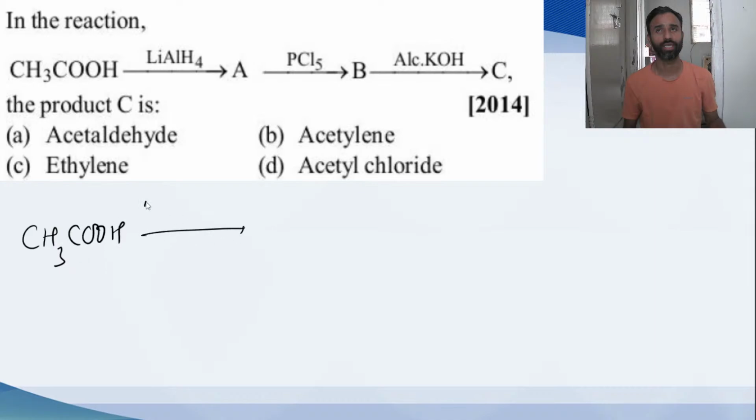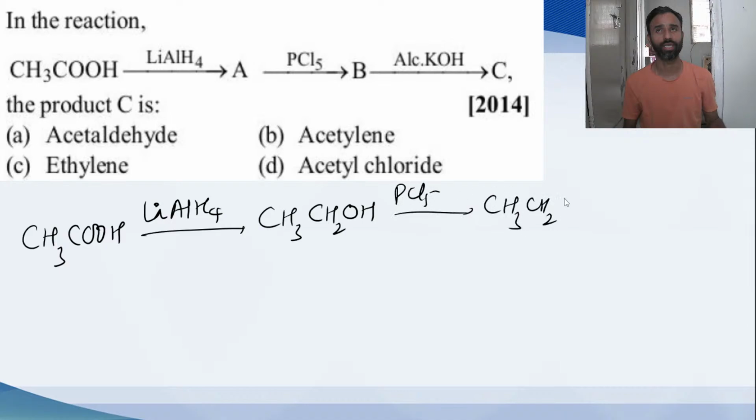CH3COOH. With lithium aluminum hydride, what would happen? Lithium aluminum hydride reduces carboxylic acid to alcohol. Then with PCl5, the alcohol gets chlorinated, giving the chloro compound. Alcoholic KOH acts as a base and undergoes beta elimination. So beta hydrogen is removed along with chlorine. So we get ethene. Ethylene is the product formed.